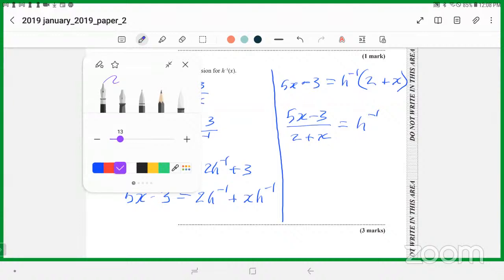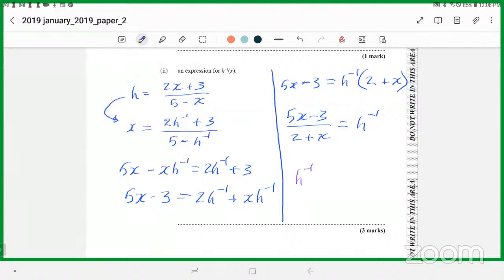Let's just use a different color for the answer. It's that h to the minus 1. We're putting back the x now. It's also a function of x. It's equal to 5x minus 3 over 2 plus x. If you got that, good to go.